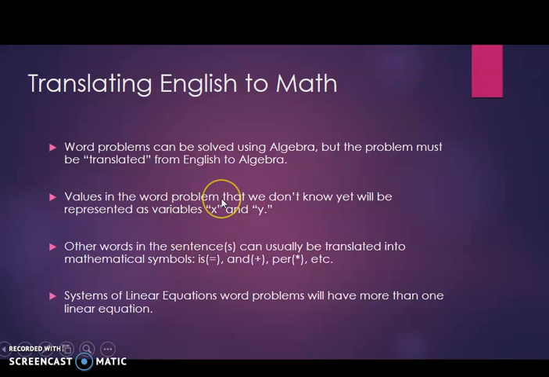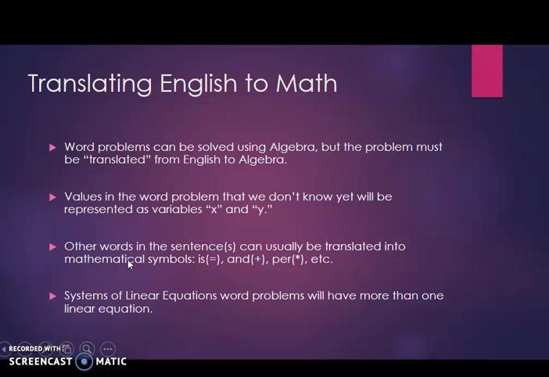For example, in our last do now with dimes and quarters, we could have said D and Q. A variable is a variable, right? It's just a placeholder until you figure out what that value is. The other words in a sentence in my word problem are usually translated into some sort of mathematical symbol or operation, like adding, subtracting, multiplying, or dividing.